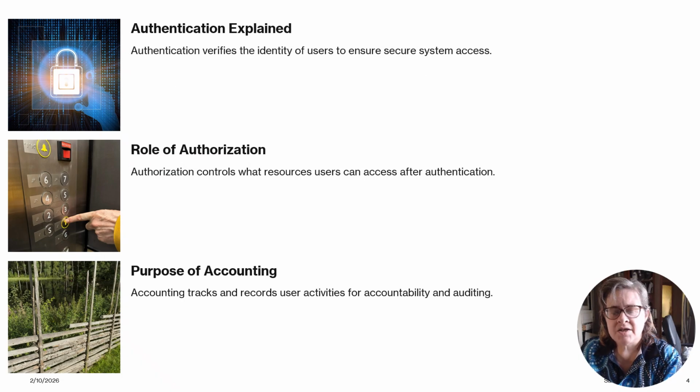AAA stands for Authentication, Authorization, and Accounting. Authentication verifies the user identity, so it ensures secure system access. Authorization controls what type of access that user gets, and accounting tracks the user activity. Together, authentication ensures secure system access, authorization describes what you can access, and accounting provides a trail, giving you a comprehensive security framework.